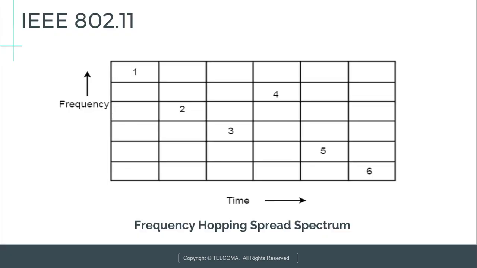As shown in the diagram, there are different frequencies and the packets are transmitted over them. The first packet is transmitted over the higher frequency, then the second packet is transmitted, then the third, fourth, fifth and sixth. They are transmitted over different frequencies and at different times. In this way, frequency hopping spread spectrum is used.